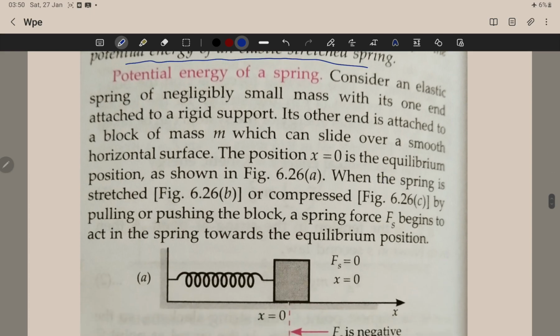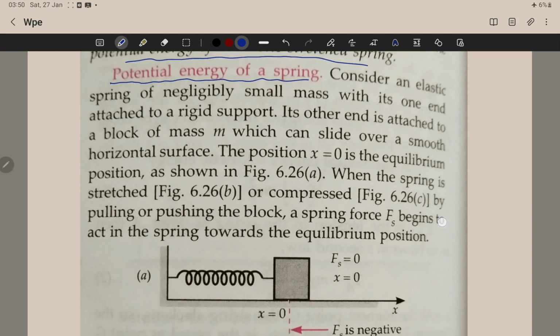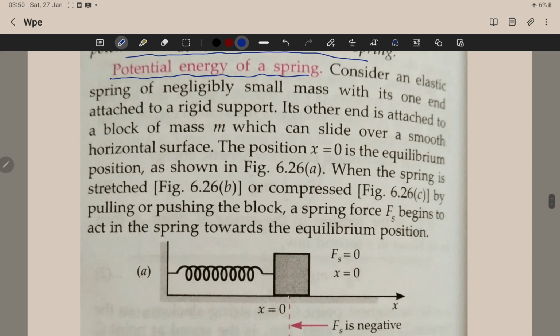Okay. So let's say potential energy of a spring. First, find the potential energy of a spring. So let's consider an elastic spring. This is an elastic spring which is attached to a rigid support. Its other end is attached to a block of mass m. This block with mass m can slide over a smooth horizontal surface. The surface is smooth, which means friction force is zero.